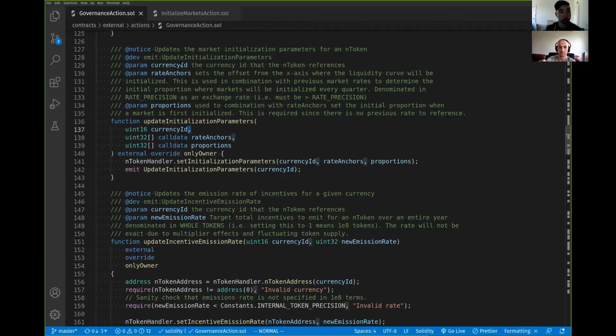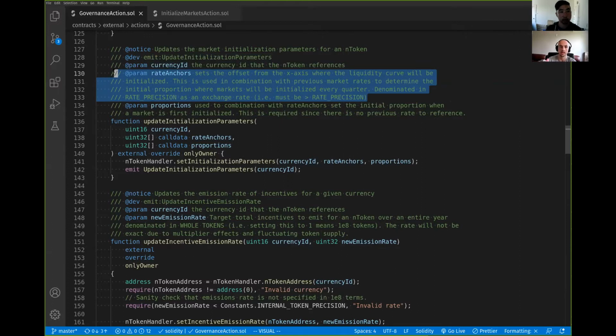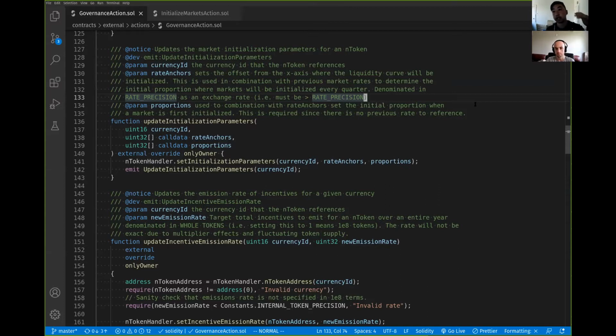So I think this explanation is fine. The rate anchor sort of just orients, but that's so abstract. I would just say the rate anchor defines the interest rate at a 50-50 proportion. Or it defines the exchange rate, interest rate. I'll just say we need it to orient the liquidity curve on the XY plane.